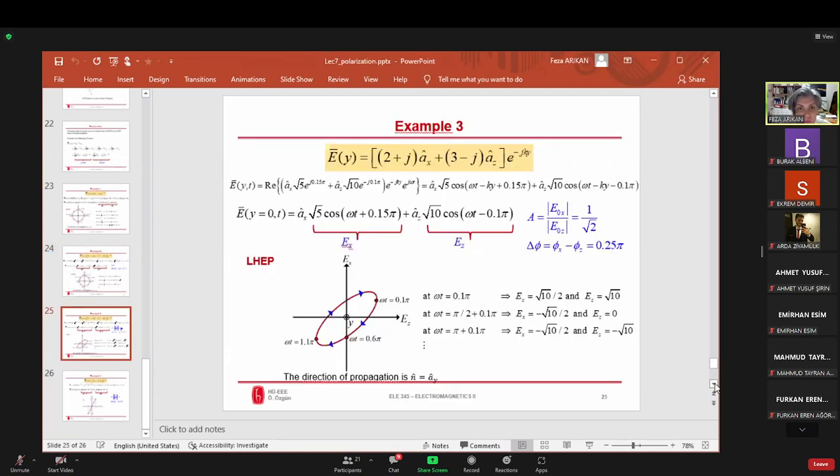This is example 2. Example 3. This time you have (2 + j)ax and (3 - j)az, e to the minus jky. e to the minus jky means you are propagating in the plus y direction, and you have two components, x and z. And again, make sure that you draw these in order to have the k vector coming out of you.